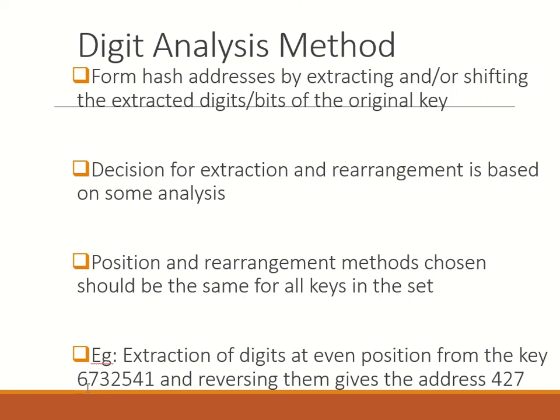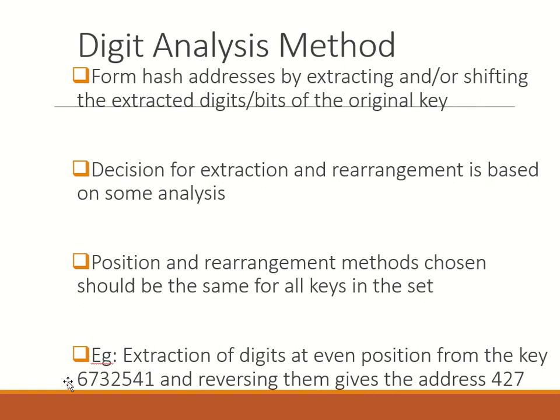You have 6732541. Okay. 6732541 is my key. What I do is I extract digits at even position. So what are the elements available in the even position? 7 is in the position 2, 2 is in the position 4, 4 is in the position 6. So I have 7, 2, 4. Now I have 7, 2, 4 being the extracted digits. What I do? I apply reverse. So it becomes 4, 2, 7.